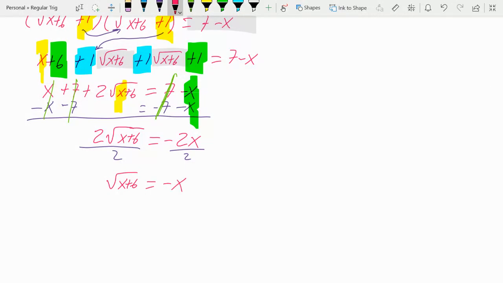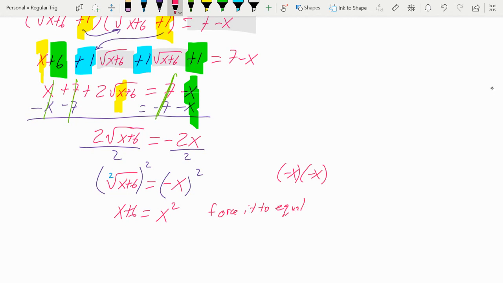Now again, how do I get rid of that square root on the left side? Well, because it has an index of 2, I'm going to square both sides. X plus 6 is equal to negative x times negative x. Think about it like this, please, so that you're not messing it up. A negative times a negative is going to be positive. X times x is just x squared. And now remember here, since we have x squared, we need to force it to equal 0. So all I'm going to do is move this stuff to the other side.